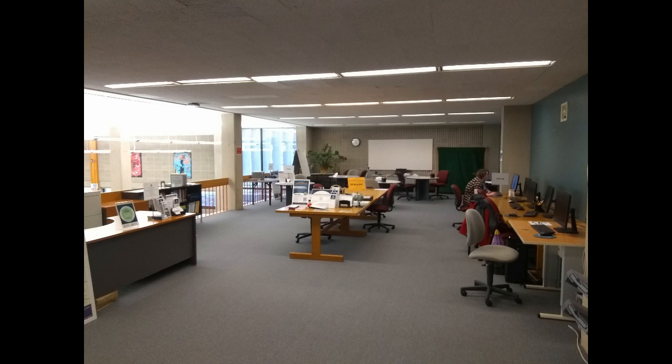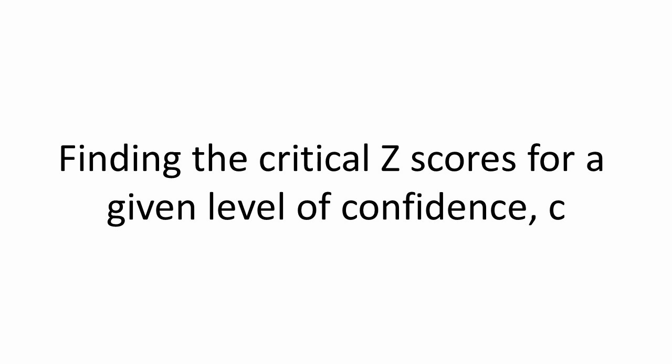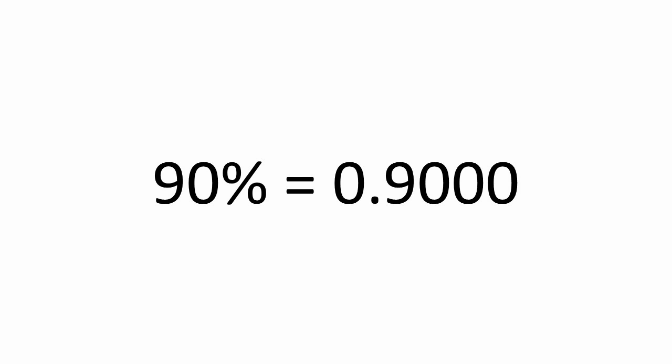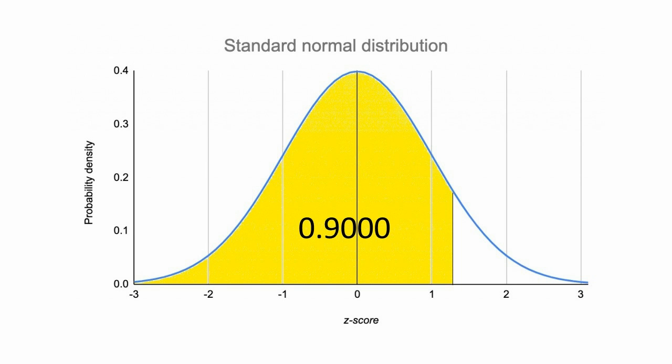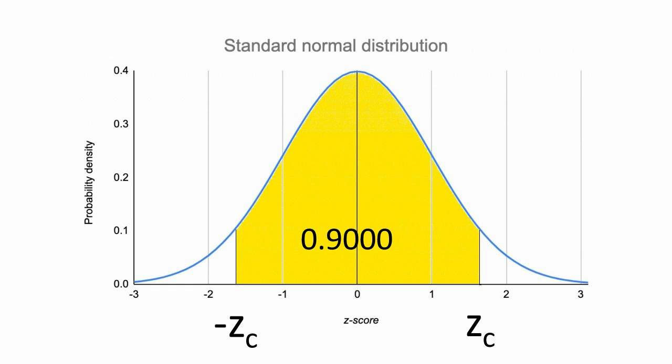The problem might be framed something like this. Find the critical z-scores for a given level of confidence. As an example, let's use a level of confidence of 90% or 0.9000. This 0.9000 is not an area to the left of a z-score, and it's not an area to the right. Rather, it's an area in the middle, between a z-score and the negative value of that z-score.